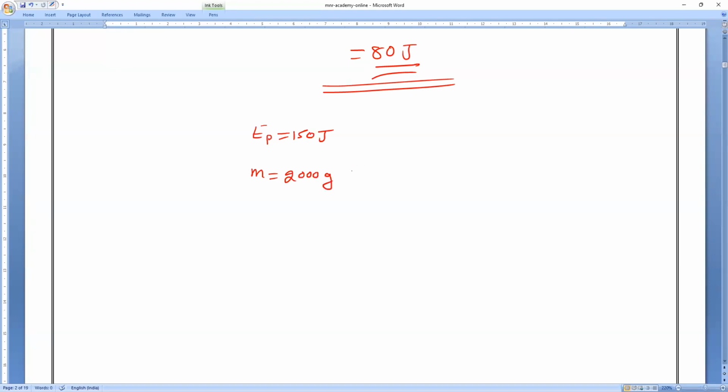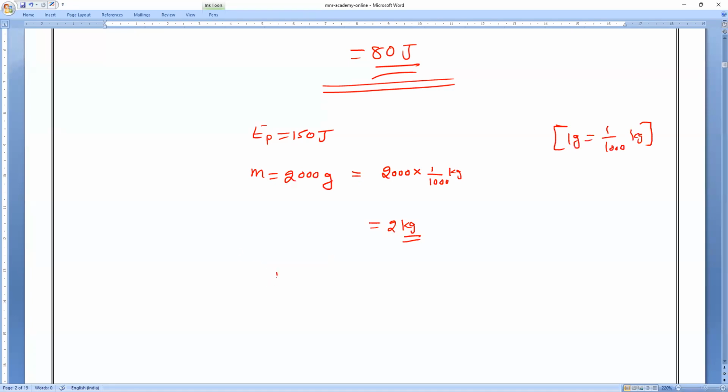But we must convert it to what? Kilograms. So we all know 2000 grams is equal to how many kilograms? 1 gram is equal to 1/1000 kilogram, so please learn that. If you have done that, how many kilograms will we get? 2. So that is the mass.